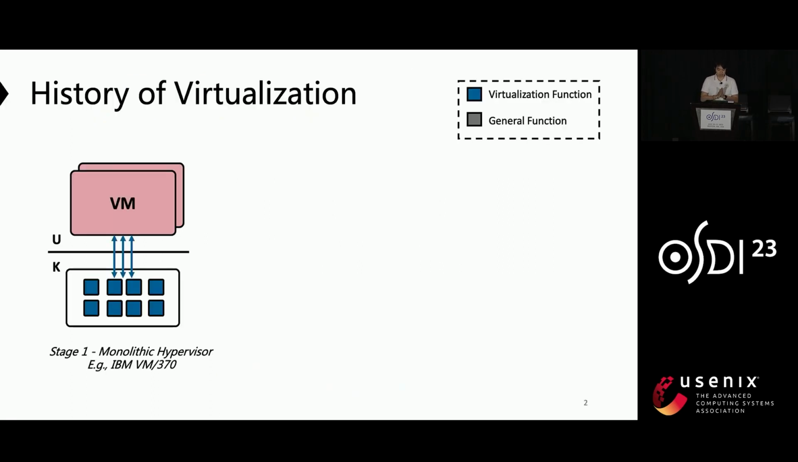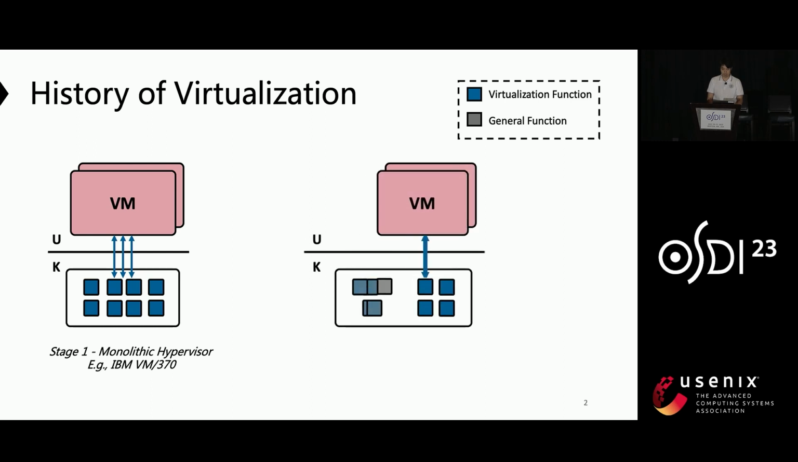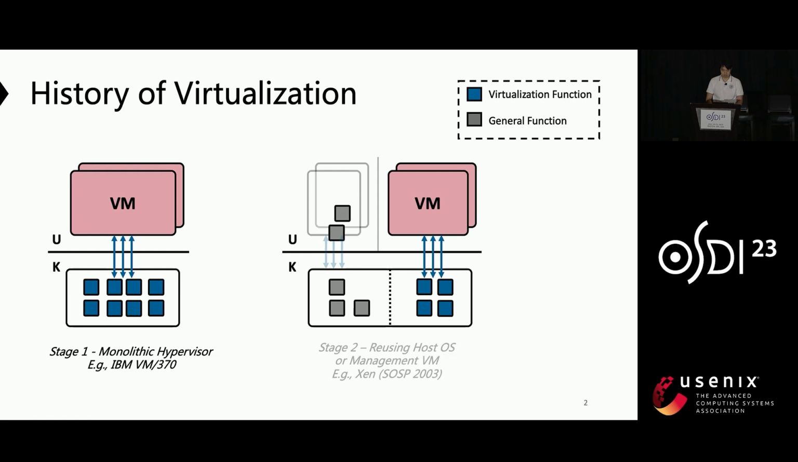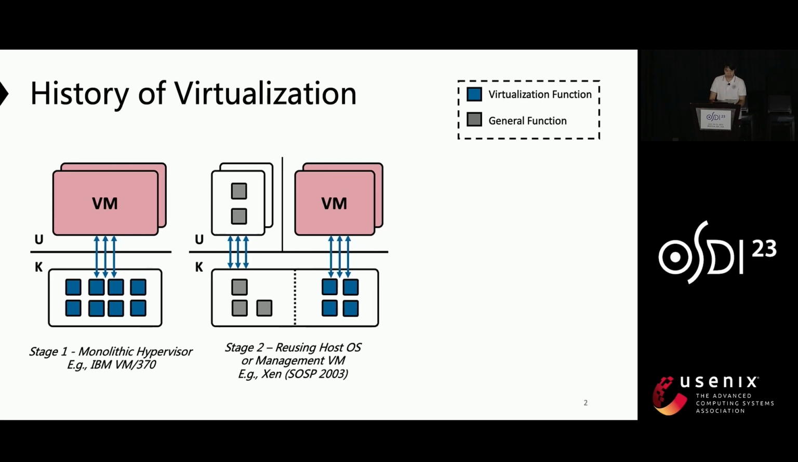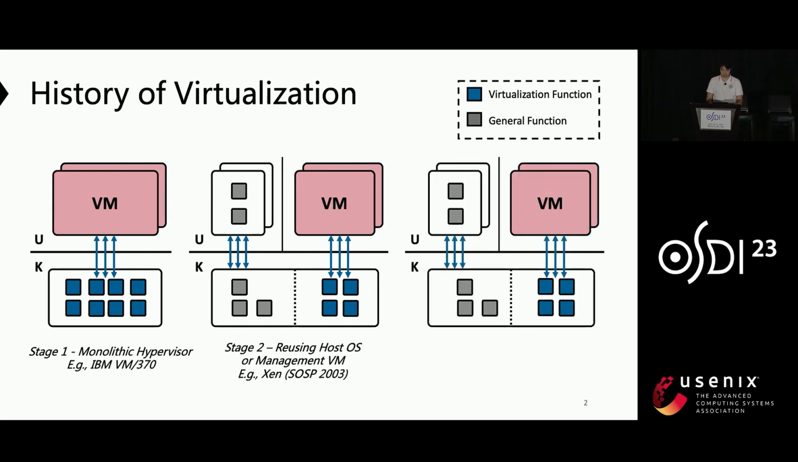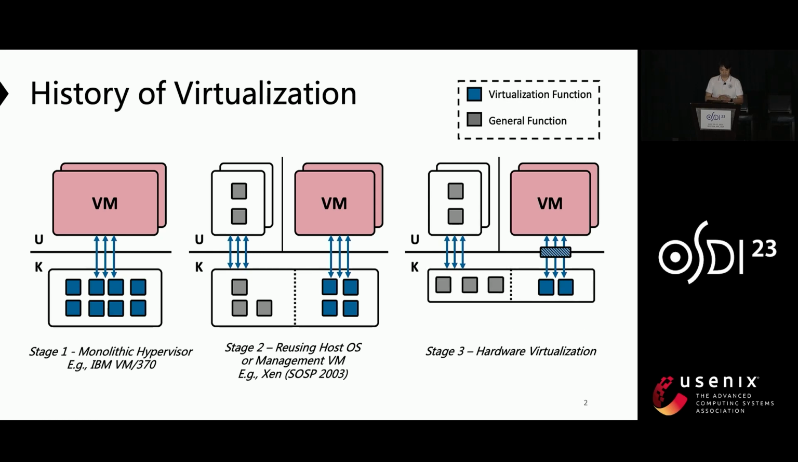Virtualization has undergone 3 stages, gradually moving the functions outside of the kernel mode. In the first stage, all functions were implemented in kernel mode to multiplex the scarce resource. In the second stage, they offloaded functions to the host OS, user-level helpers, or management VMs. However, some functions are still stuck in the kernel mode, like memory virtualization. The third stage began with the release of hardware virtualization extensions like Intel VMX. This further reduced the kernel involvement by shifting more virtualization functions to the hardware.